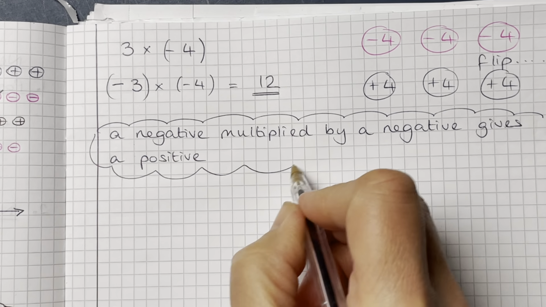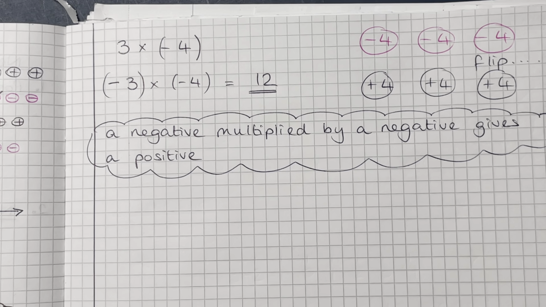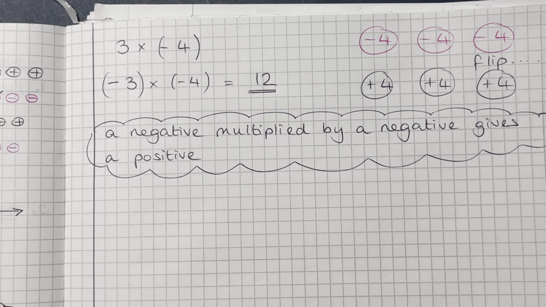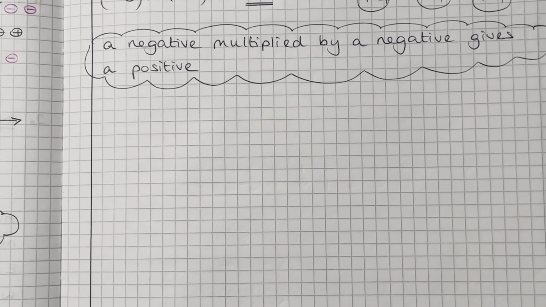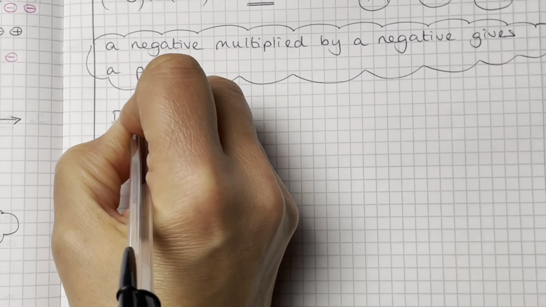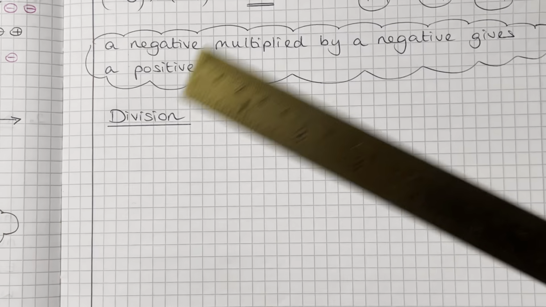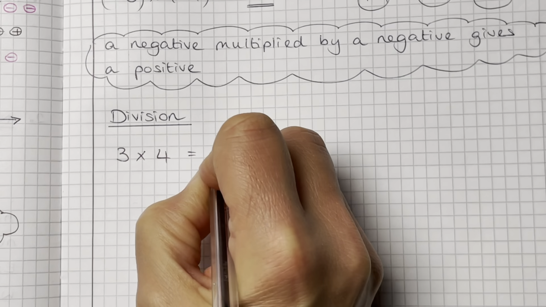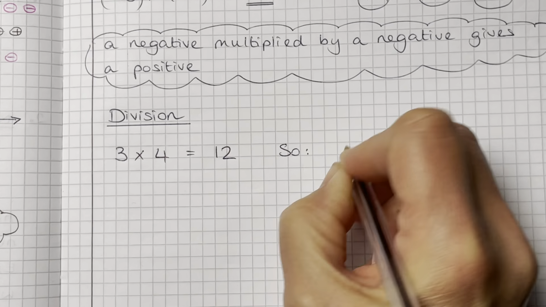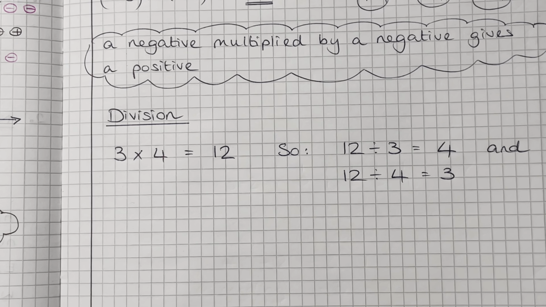Okay, we're now going to look at division, and you'll see that it's exactly the same for division, because remember that multiplication and division are reciprocals or inverse operations. Okay, so let's finish off with division. Let's just check what we mean by that. We started by saying that 3 times 4 equals 12. So we know that 12 divided by 3 is 4, and we know that 12 divided by 4 equals 3.